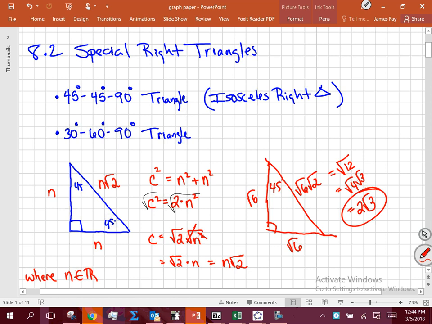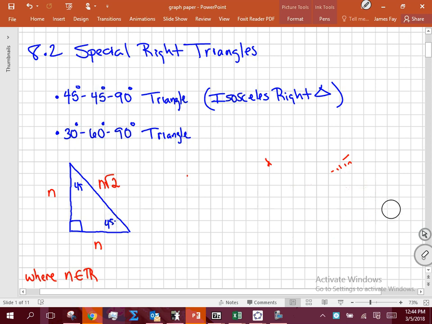Now, what they also can do to us, which is where people usually struggle, is that they start giving me triangles that again are 45, 45, 90. But now they give me, let's just say, the hypotenuse. If they give me the hypotenuse, how can I work to get the side lengths?